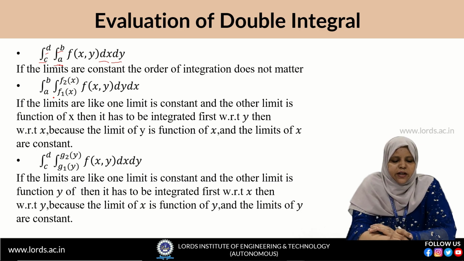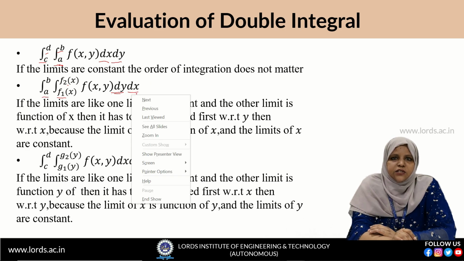Now coming to the next one, as we see here, how are the limits? One limit is constant, that is a to b, and the other limit is f1 of x, f2 of x. So one limit is constant and the other limit is a function of x. So clearly it is understood that when you have the limits as a function of x, those are the limits of y. And the limits which are constant are the limits of x. Okay, so it has to be integrated first with respect to y, then with respect to x.